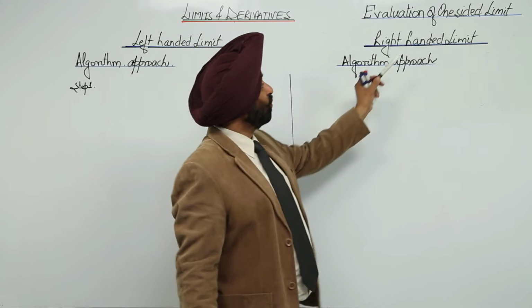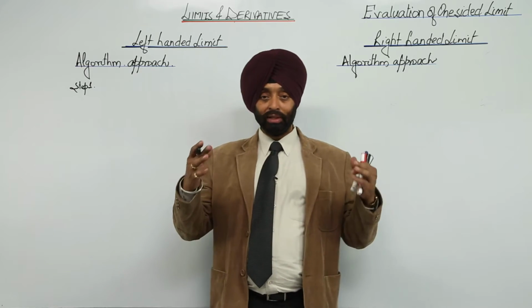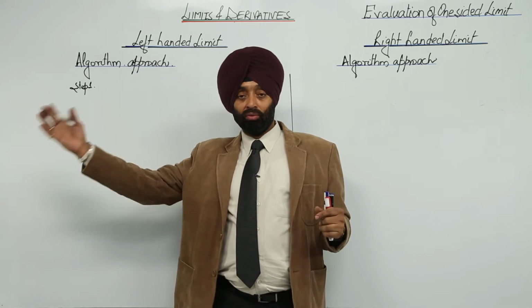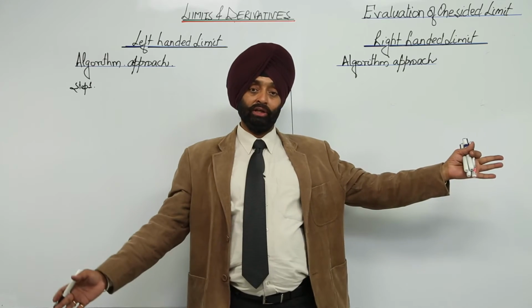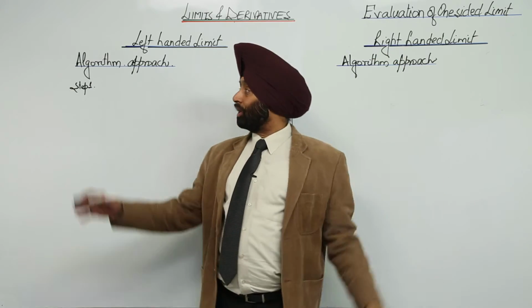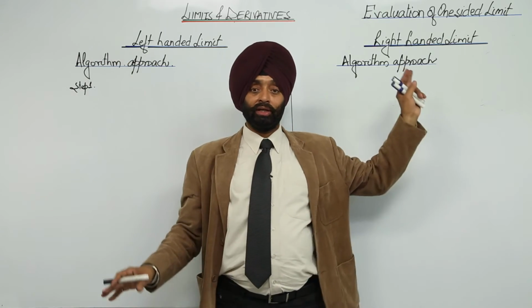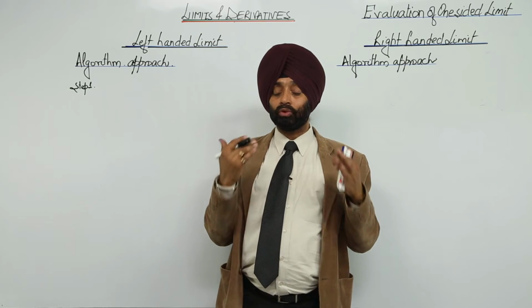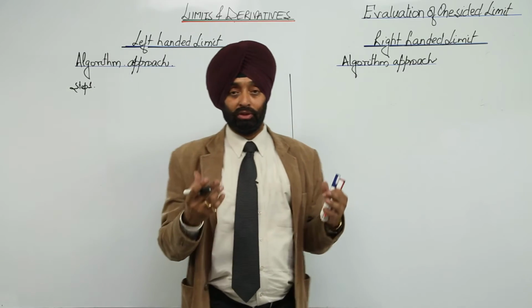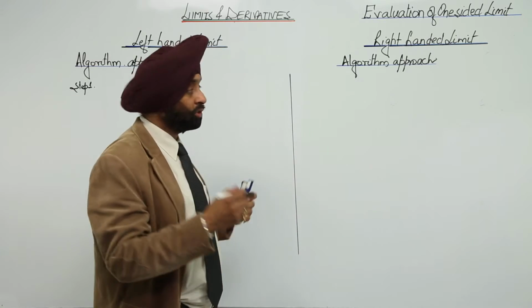Evaluation of one-sided limit. Now, one-sided limit means what? Suppose I am standing here, one is this side and one is this side. So, evaluation for one-sided limit: right-handed limit and left-handed limit. These two are written here, left-handed and right-handed. Now, how to proceed, what is the difference between them, and what is the use of this? I will explain to you what the use of this is.